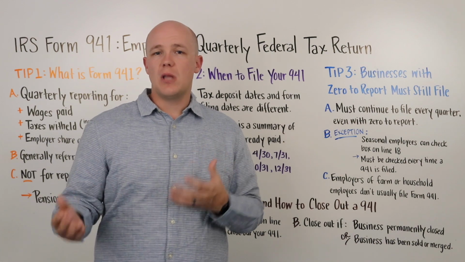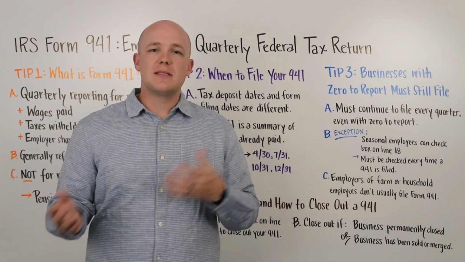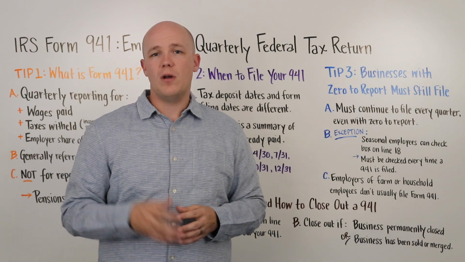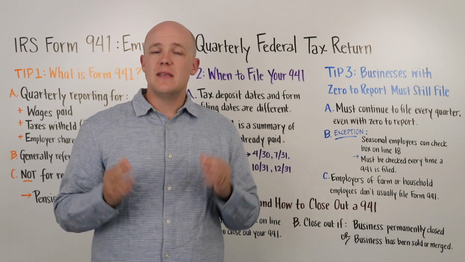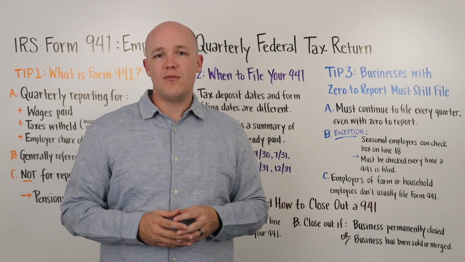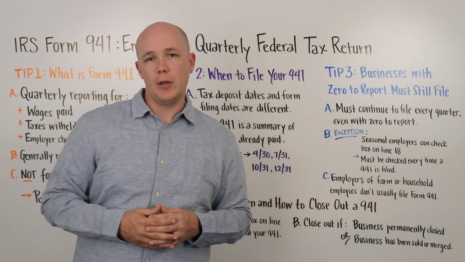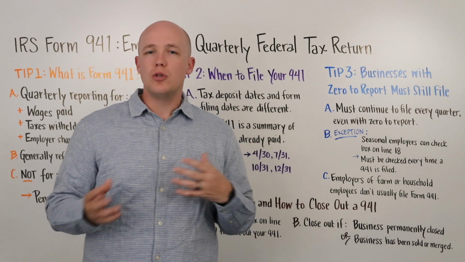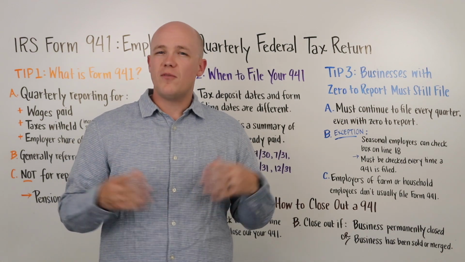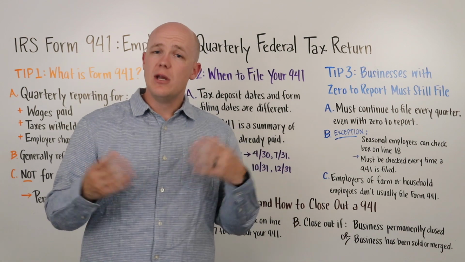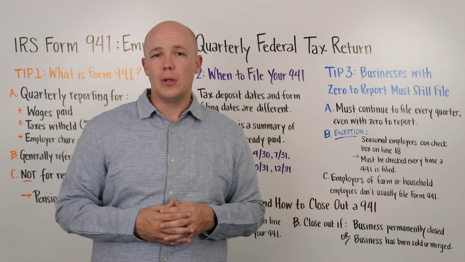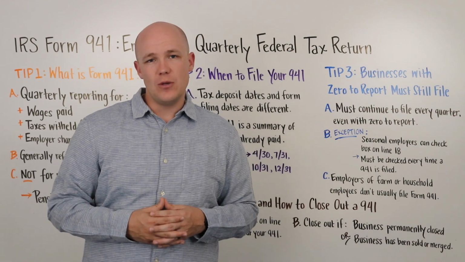Seasonal employers such as lawn care companies can check the box on line 18 of the 941 to indicate that they will only be filing a 941 for quarters when they paid wages. This box must be checked every time a 941 is filed by a seasonal employer. Additionally, employers of farm or household employees don't usually file a Form 941. For more information on household employee tax, refer to publication 926. For more information on agricultural employee tax, refer to publication 51.